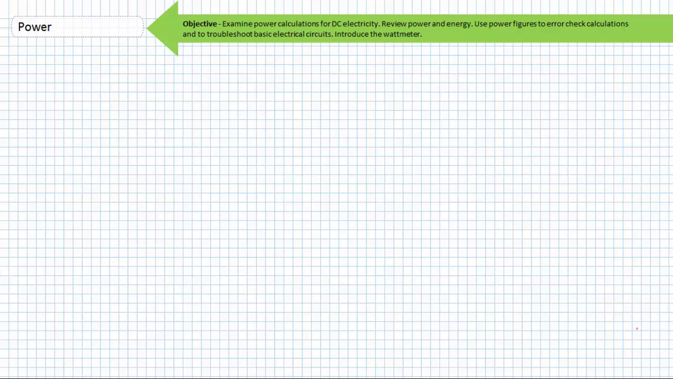Our objective today is to take a close look at the different permutations of power calculations for DC electricity, sometimes collectively known as Watt's laws. We'll review power and energy, and use power figures to error check calculations and to troubleshoot basic electrical circuits.